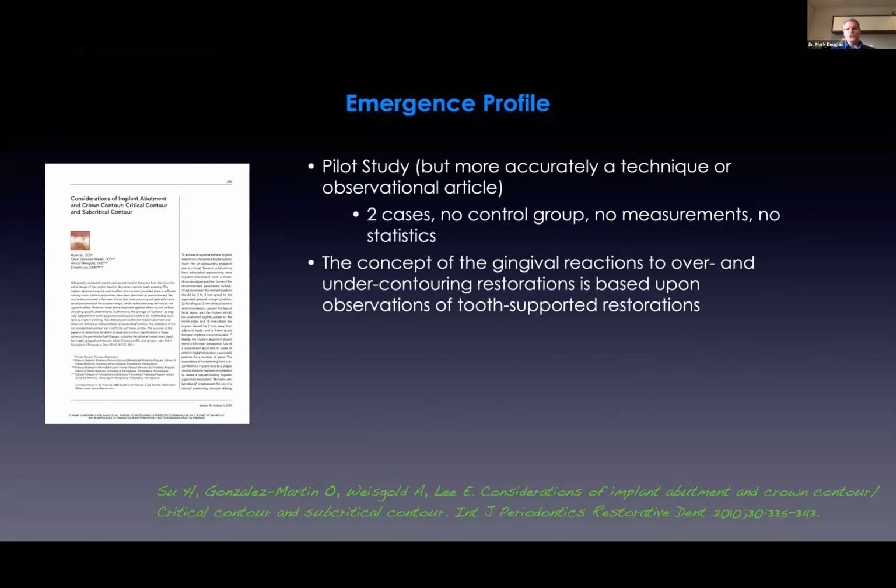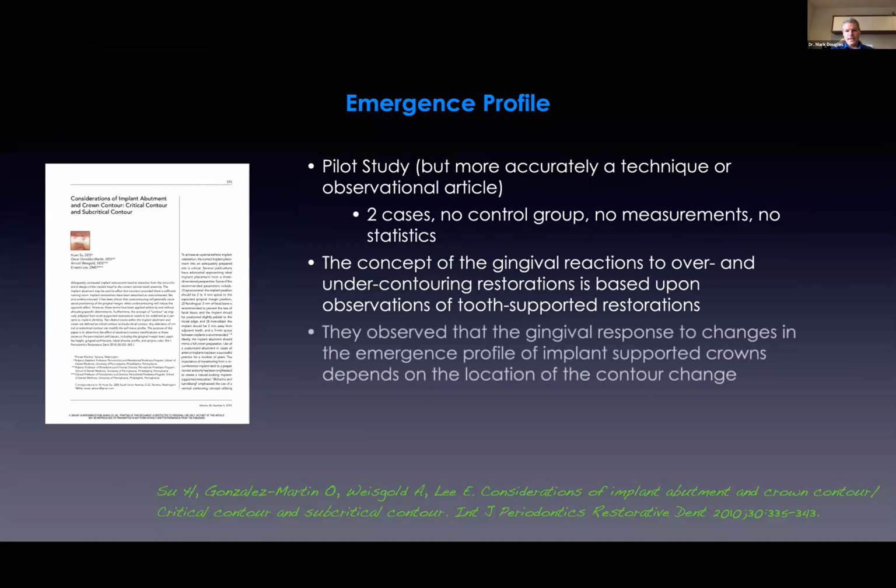The concept of gingival reactions to over and under contouring restorations is based upon observations of tooth supported restorations. So they're just trying to apply that to implants. They observed that the gingival response to changes in the emergence profile of an implant supported crown depends on the location of the contour change. And they define 2 areas of significance, and they call them critical and subcritical contour.